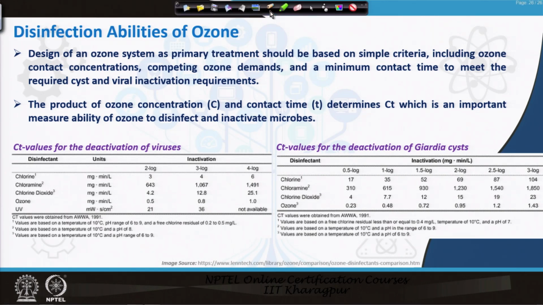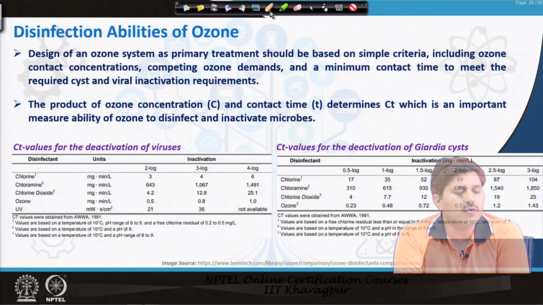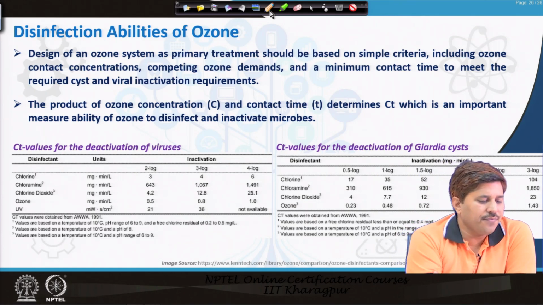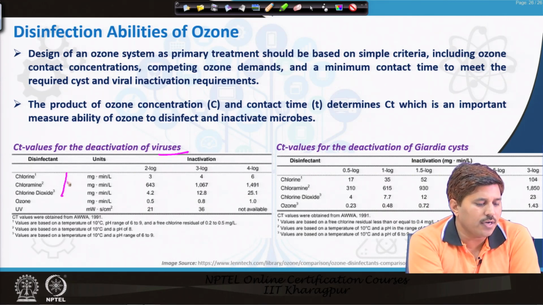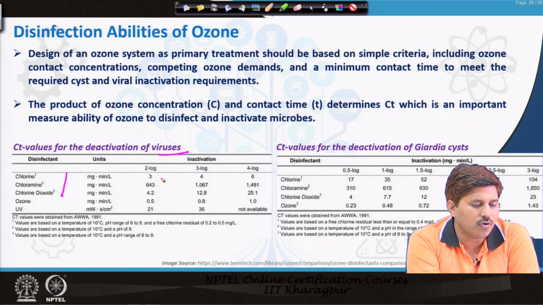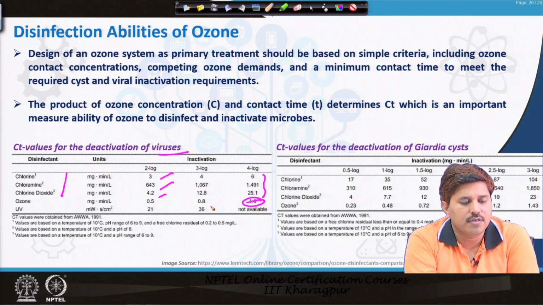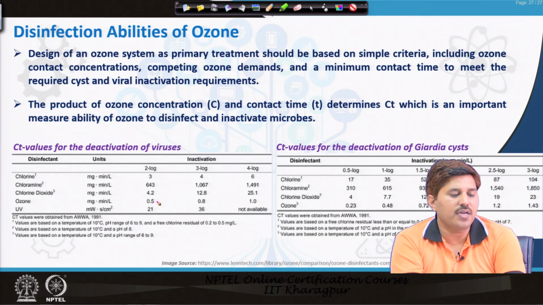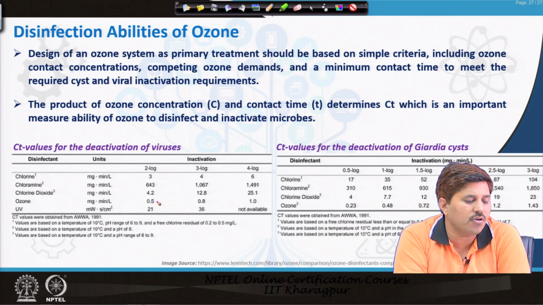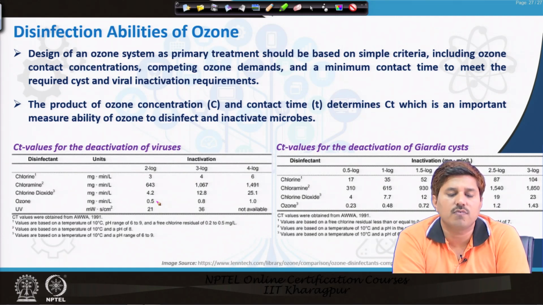We use the CT concept for design of ozone doses. If you see the CT values for inactivation of viruses, the chlorine compounds have CT in the range of, for 2 log reduction, chlorine 3, chloramine 643, and chlorine dioxide 4.2. For 4 log reduction it is in this range. Ozone has just 1. So a 1 milligram per minute per liter dose is good enough to ensure 4 log reduction. Just 0.5 milligram per minute per liter is good enough to ensure almost 2 log reduction of the various viruses.